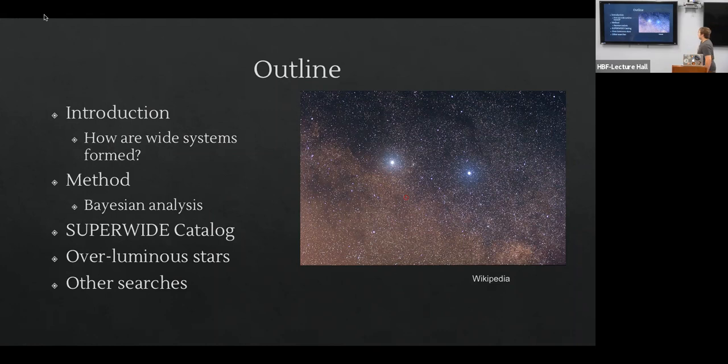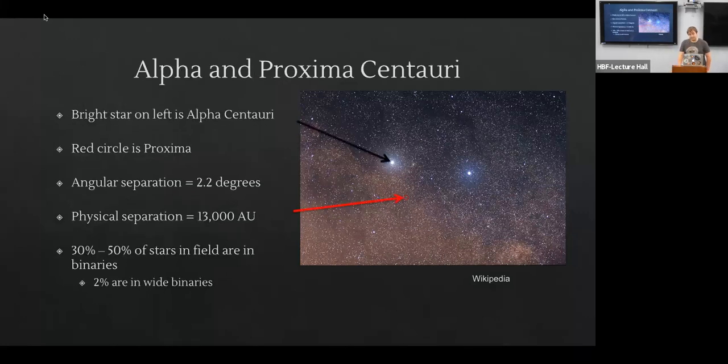So on the right over here, I have a picture of a wide binary. Now, if you just look at this picture and I say there's a wide binary in here, maybe you're thinking it's these two bright stars. And it's actually not. This is the Alpha and Proxima Centauri system. So you have Alpha, the bright star on the left, and then in this little red circle down here, Proxima. The angular separation between these two is about 2.2 degrees. In physical separation, that's about 13,000 AU.